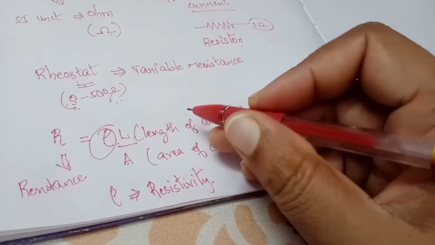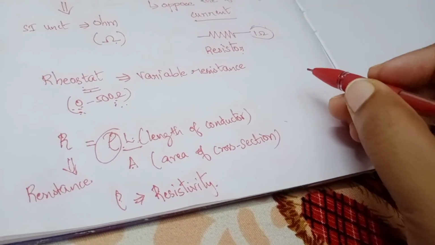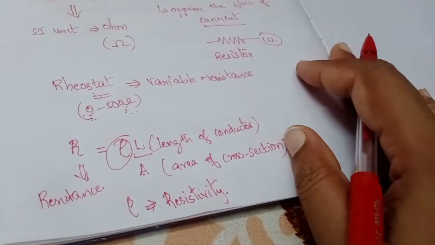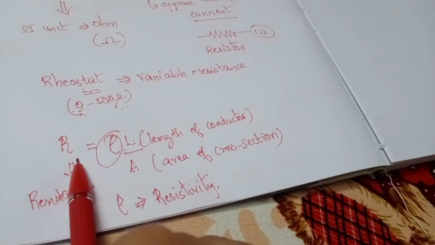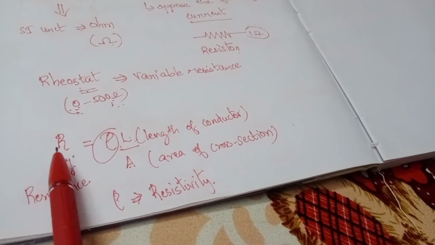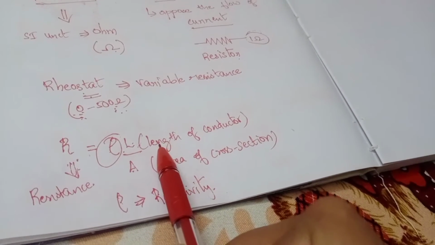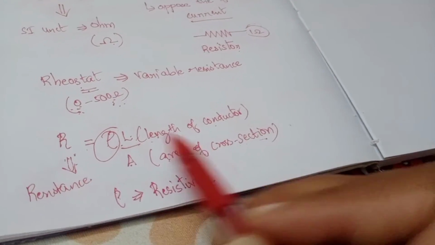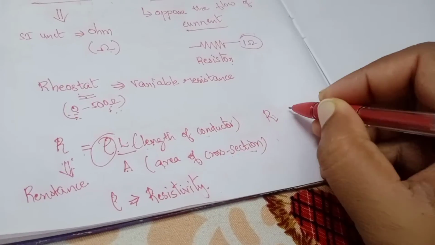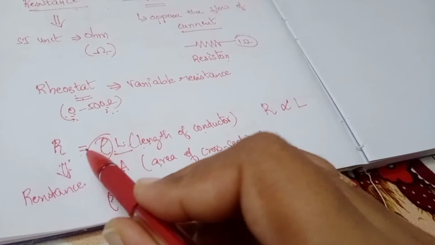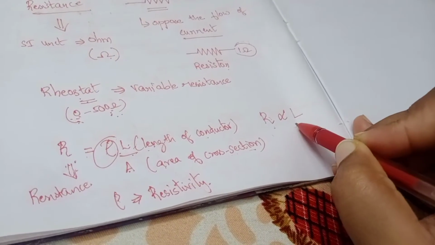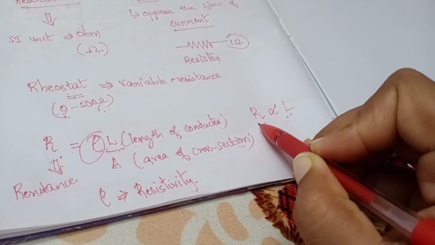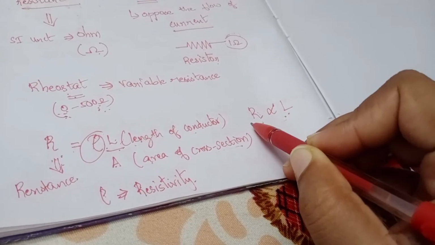Resistivity means a property by which the flow of current is blocked, or the property of resistance. So the resistance value always depends upon the length of the conductor and the area of cross section of the conductor. R is directly proportional to L, since it is in the numerator. That means if the length of the conductor is higher, then the resistance value will also be higher. If the length is lower, resistance will also be lower.